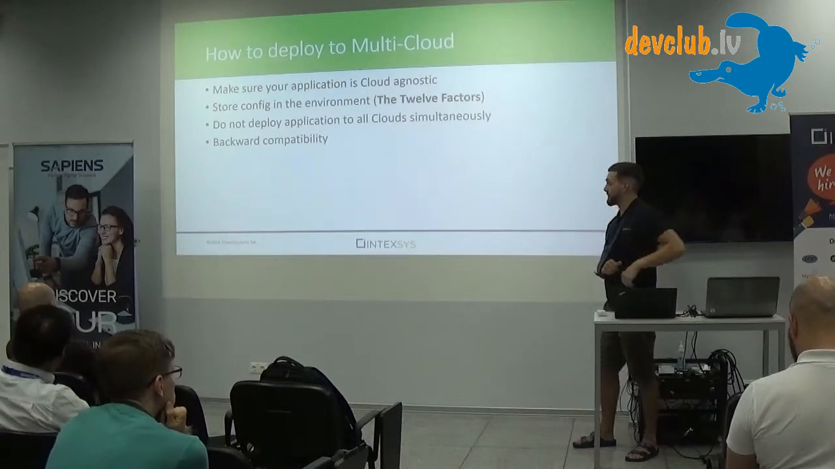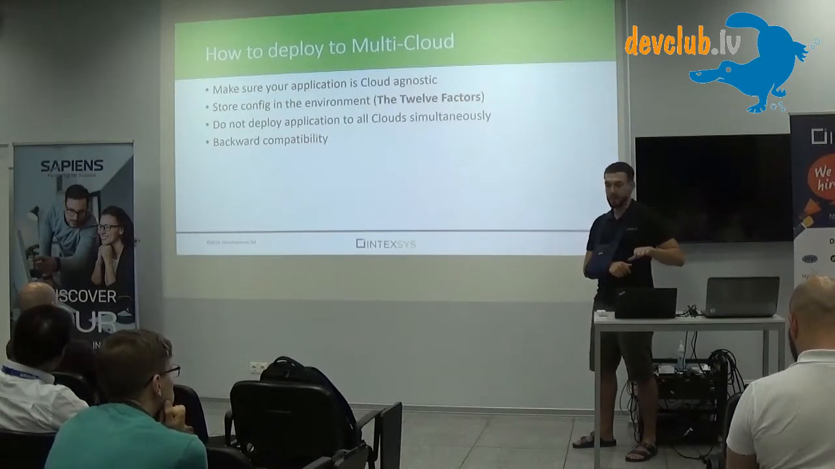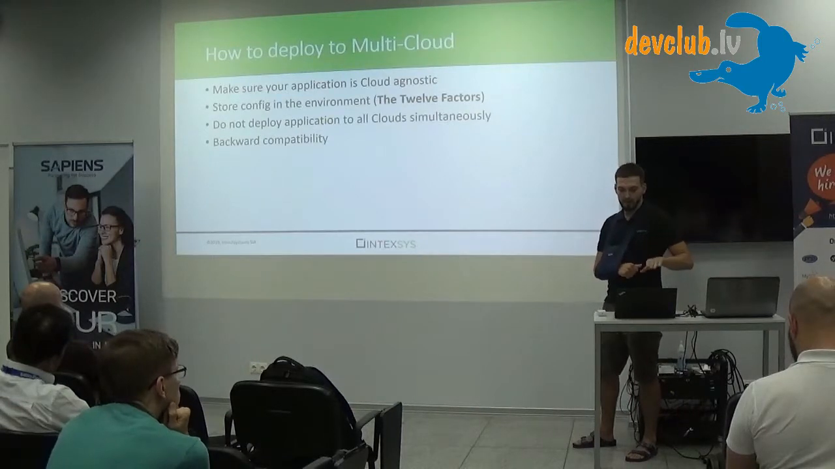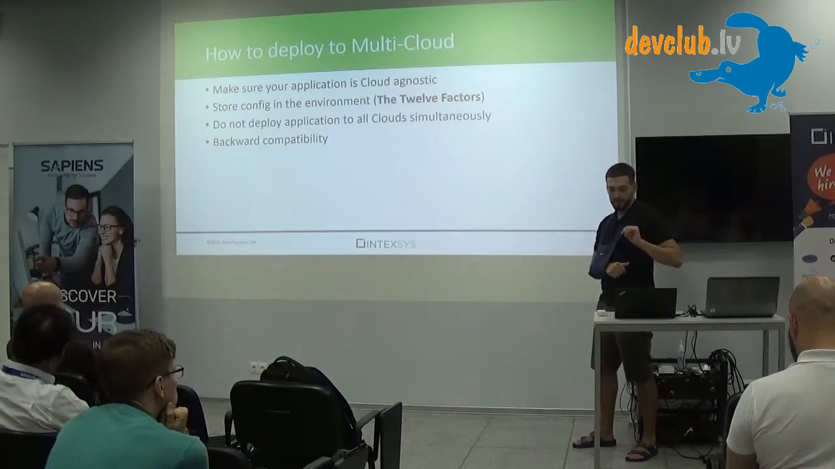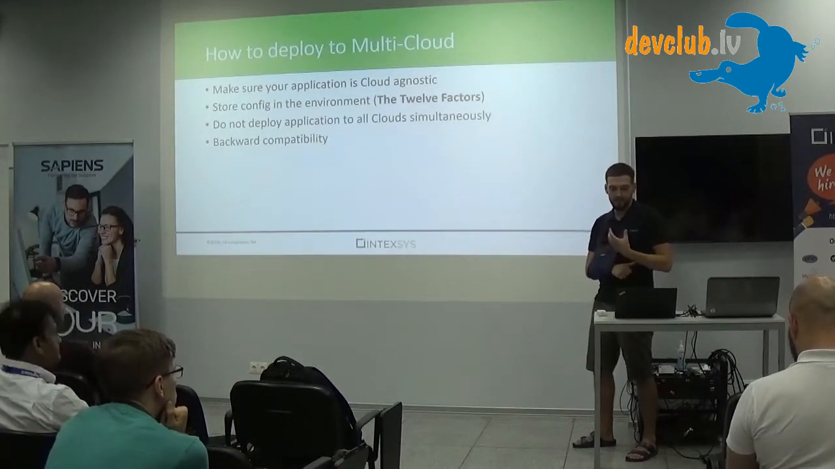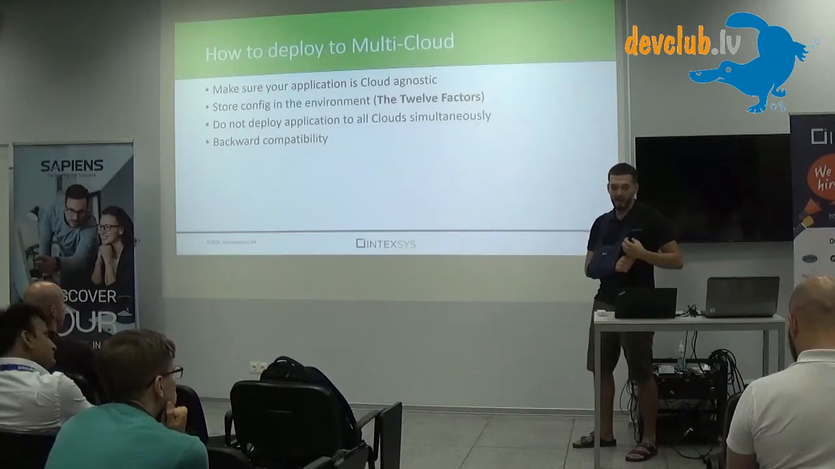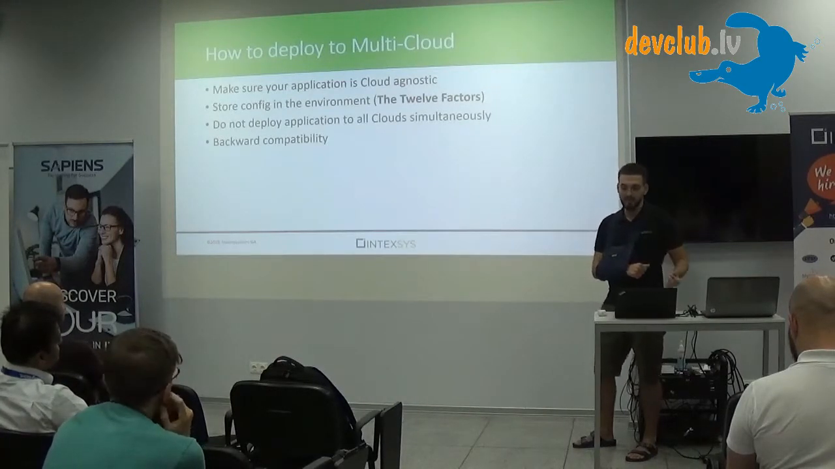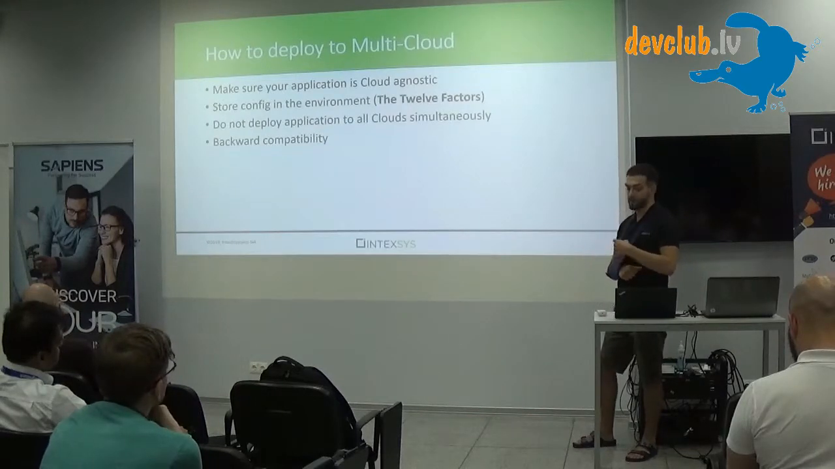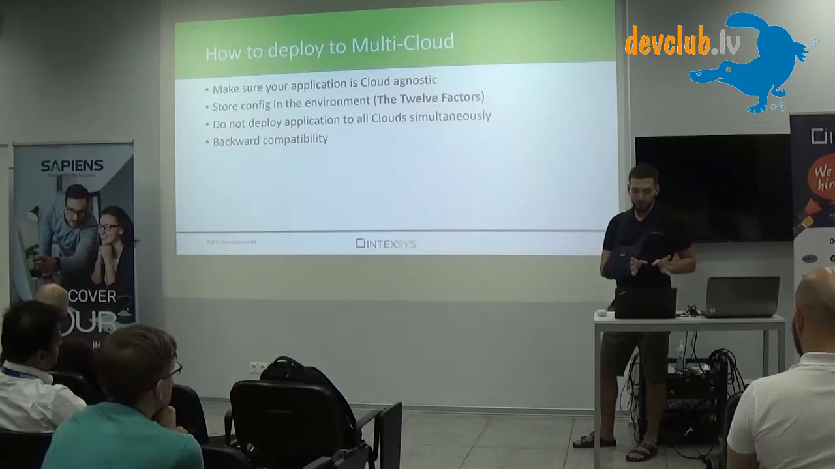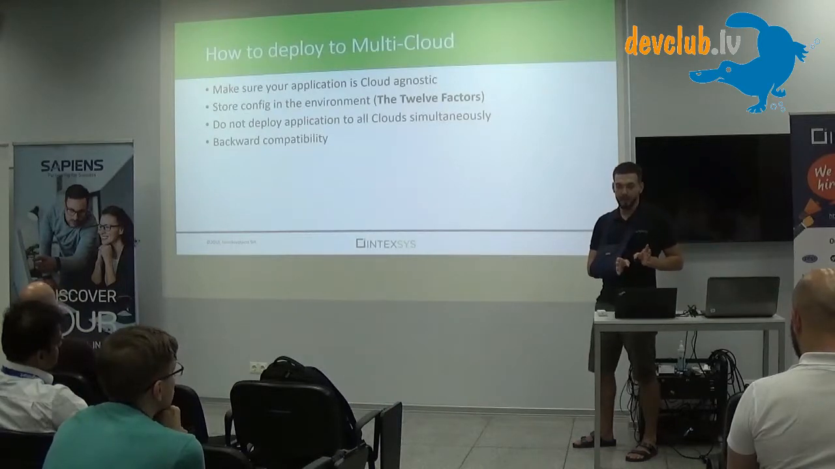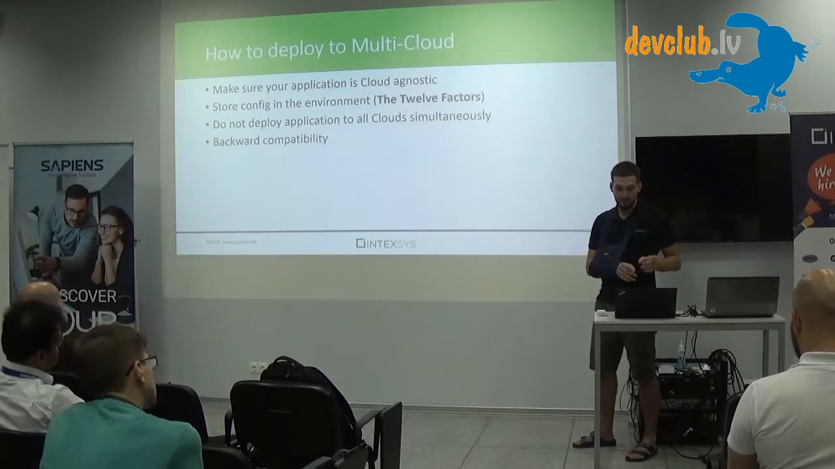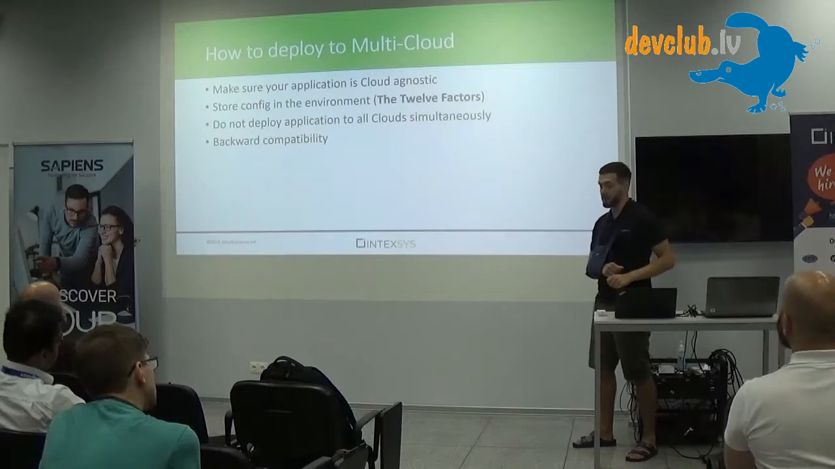Do not deploy your application to all clouds simultaneously. The only reason why not to do that is because you need to have a fallback. If you deploy something in AWS and it magically is down, you need to have a fallback so you can easily switch traffic to Azure. So at the same point, you'll always have two versions of your application. So that's why think about backward compatibility.